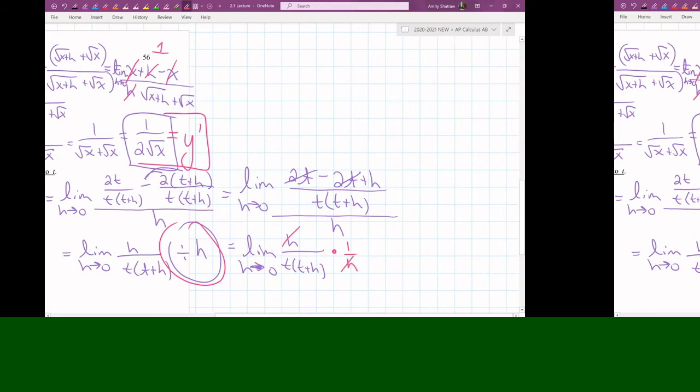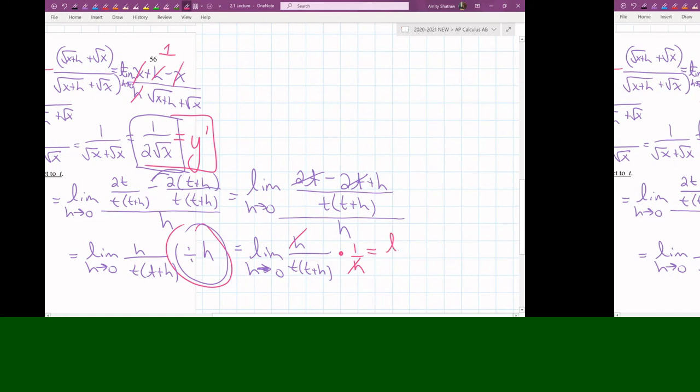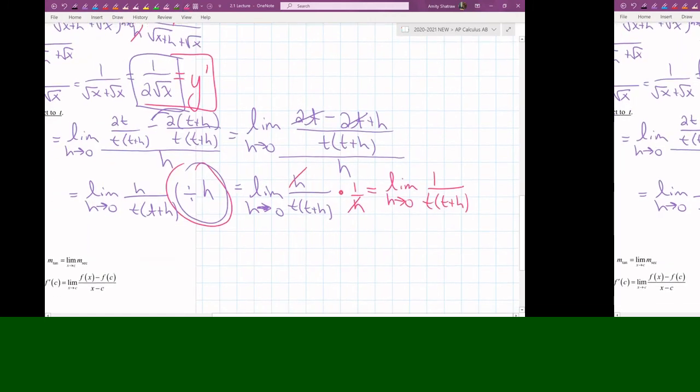That was what I was looking for. Ta-da, I can now say that I have the limit of 1 over t times t plus h. And if I say that h is going to 0, well, I'm not worried about it anymore because I can throw a 0 in there. It's totally no problem. Ready?